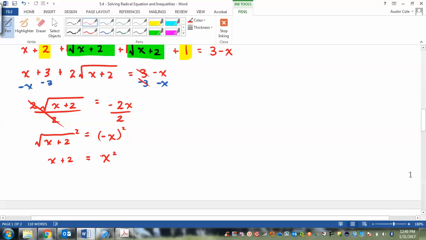I'm going to move everything over to the right because I like a positive x squared. So I'm going to minus x on both sides and minus 2. So I get 0 equals x squared minus x minus 2. And now I want to try to factor that. What are factors of negative 2 that add up to negative 1? Isn't this x minus 2 and x plus 1? Right? And so then my x values are x equals 2 and x equals negative 1.